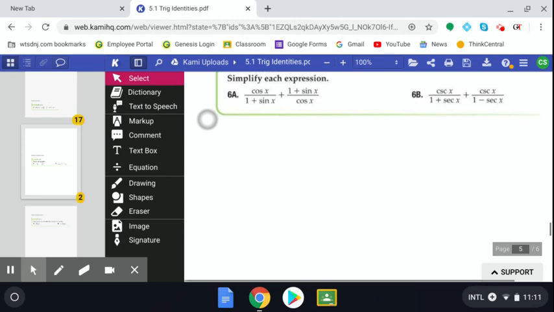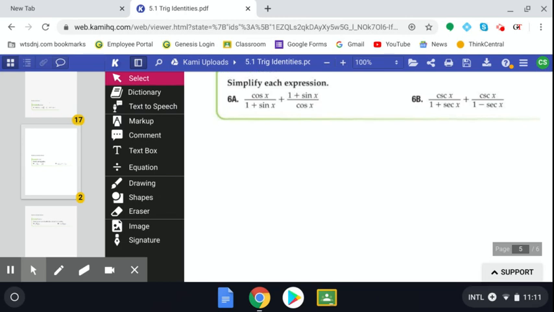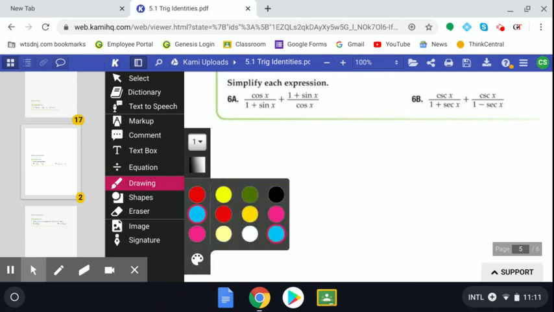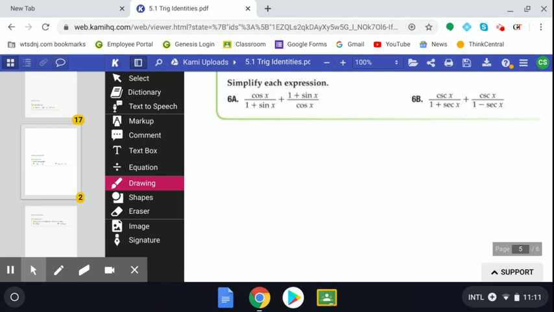Okay. Now they want me to simplify the expressions. These have different denominators. So every time you have a plus or a minus and different denominators, you're going to have to find the common denominator. First one, I am going to do just that, find the common denominator, because I cannot add the tops together unless I have a common denominator. So my common denominator here is going to be 1 plus sine x times cosine x.